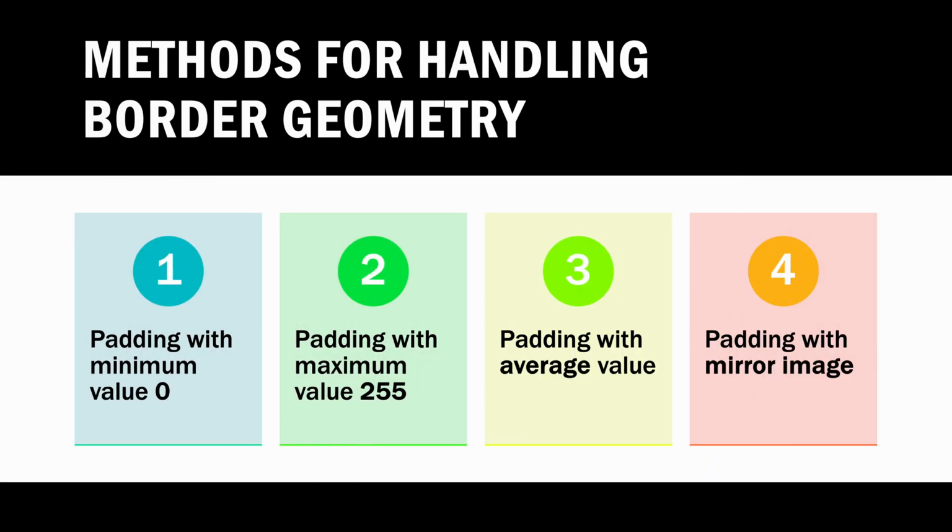There are several common methods for handling border geometry during image filtering. The simplest option is padding with a constant value, either 0, which represents the darkest intensity, or 255, the brightest. However, both can produce unrealistic edges in the result. A smoother approach is to pad with the average value of the image, which helps blend the borders more naturally. Finally, padding with a mirror image often gives the most seamless results, since it reflects the actual edge pixels and preserves the visual continuity of the image.